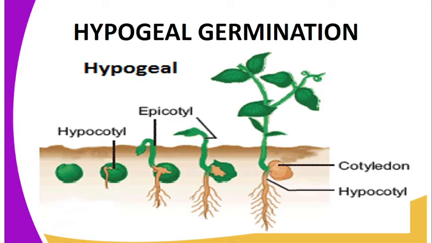So in general, hypogeal germination is a type of germination whereby the cotyledons remain in the ground due to elongation of the epicotyl. Can you define hypogeal germination, students? Please define hypogeal germination. Good, you've gotten the answer. It's the type of germination whereby the cotyledon is left below the ground.